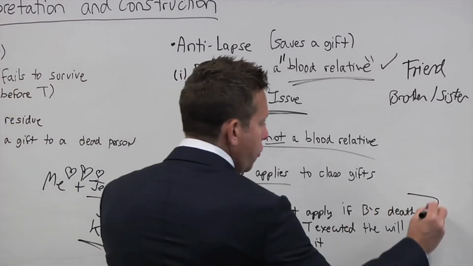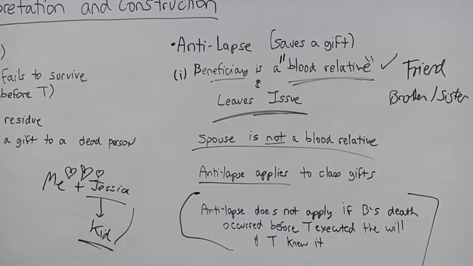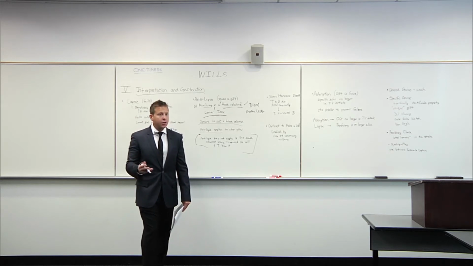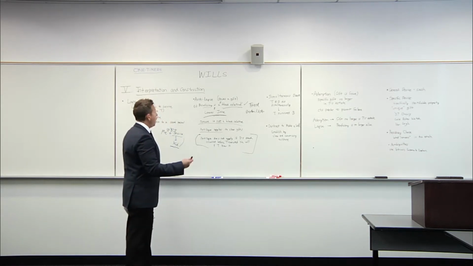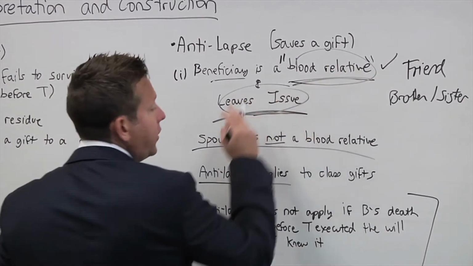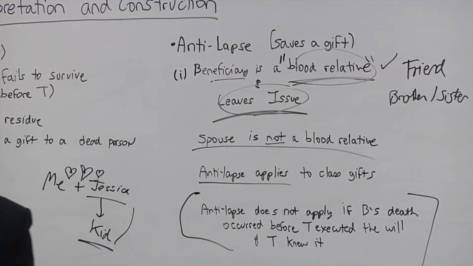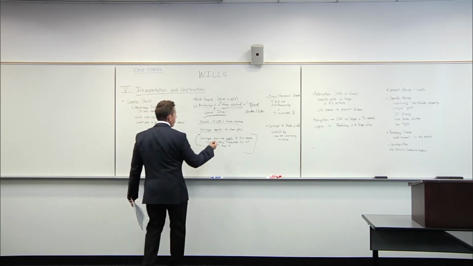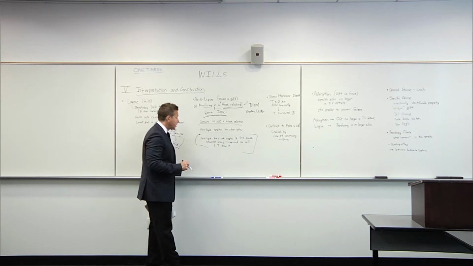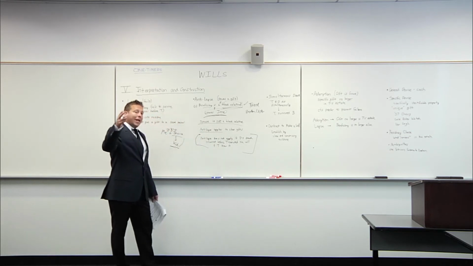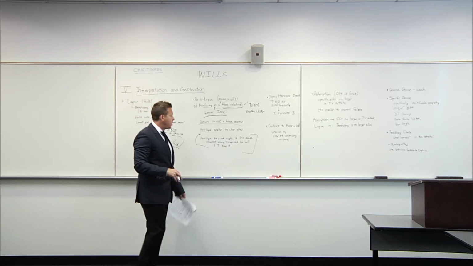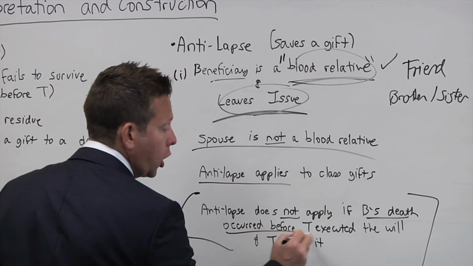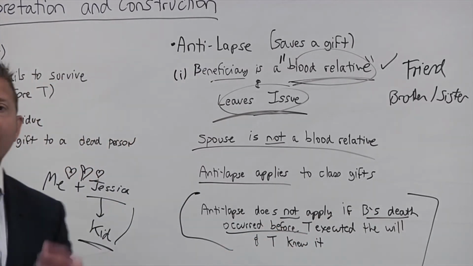Now here's a situation where anti-lapse does not apply. Let's say again that I have 9 brothers and sisters and I leave my house to my 9 brothers and sisters. Well, they're all blood relatives and let's say they leave issue. But let's say before I executed my will that I knew that one of my sisters had passed away. So when I say I leave it to all my brothers and sisters, the one that had previously died, that died before I executed my will, anti-lapse does not apply if the beneficiary's death occurred before the testator executed the will and the testator knew it.